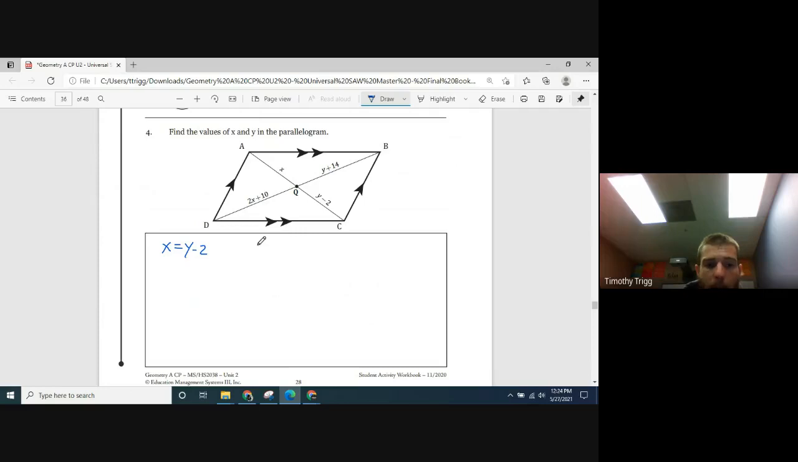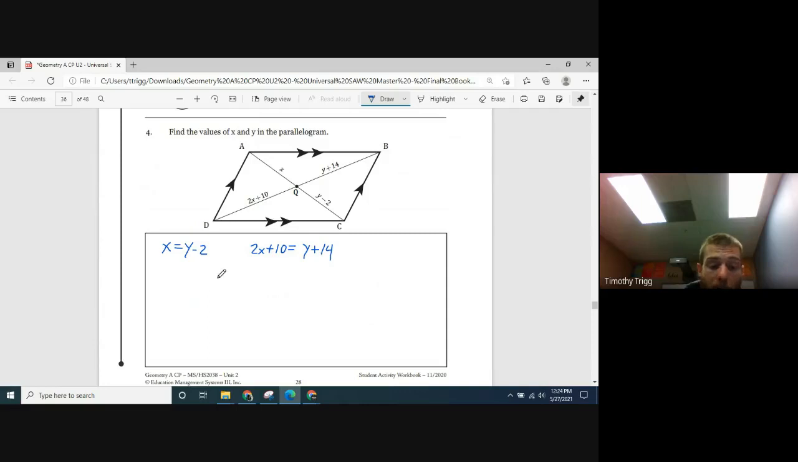So that means that 2x plus 10, DQ, will be equal to BQ, which is y plus 14. Okay, hope that makes sense how I've gotten these two equations.